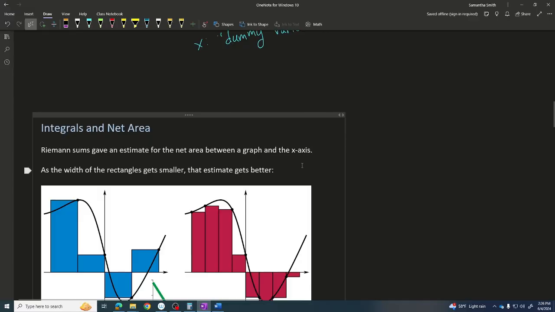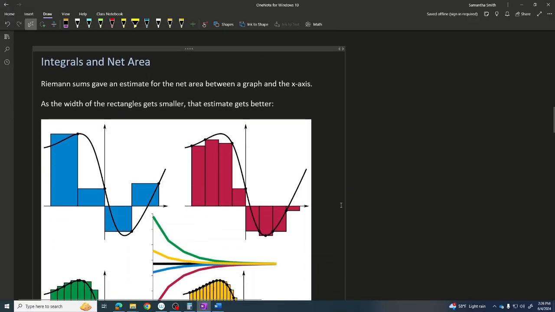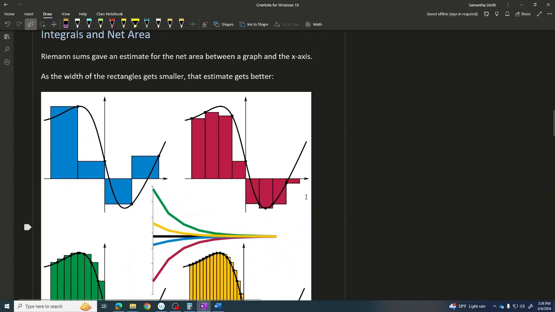Talking about Riemann sums, we noted that Riemann sums give you an estimate for the net area between a graph and the x-axis, because the delta x in the Riemann sum formula was the width of a rectangle, and the f of xi star was the height of a rectangle. You multiply those together, you get the area of a rectangle, and then the formula adds together many areas of many rectangles, and you get an estimate for the net area between the function and the x-axis.